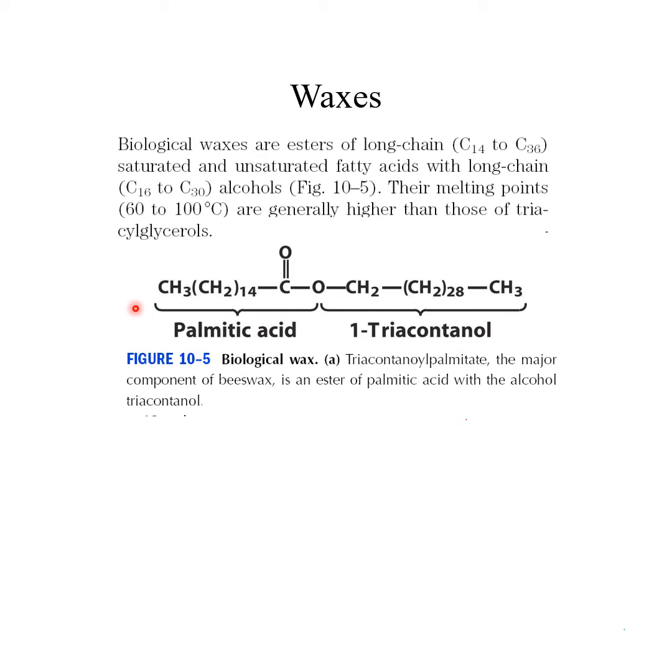This example is of the beeswax, and it is composed of two molecules, palmitic acid and one triacontanol. This is the ester linkage in between them. This is the overall structure of wax. As you can see, in palmitic acid we have CH2-14, which means it is saturated. Similarly, over here we have CH2-28, which means again it is saturated.